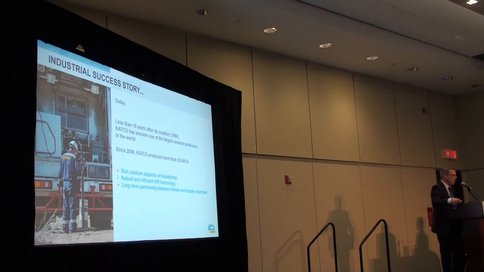So as I mentioned, we were created more than 20 years ago in 1996 at the same time as our colleague from Inkai. And in a very short period of time, we have become one of the largest uranium producers in the world. Since 2006, we started industrial operation. We ramped up to the plateau of 4,000 tons of uranium per year, which made KATCO the largest ISR uranium mine in the world. And since that time, we've produced more than 35,000 tons of uranium. Sorry, I'm from Europe, so I'm not counting in pounds.